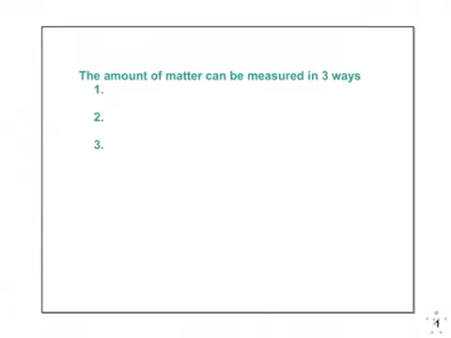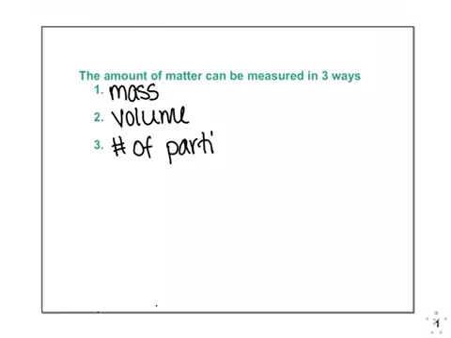So a little background. We have to look at how the amount of matter can be measured. It can be measured in three ways. We can take the mass of a substance, we can take the volume, and we can actually just count the number of particles. All three of these ways give us the amount of a substance, of matter, but in terms of three different things. Okay? So the mass gives us how much of it there is. The volume tells us how much space it takes up. And then the number of particles tells us just that, the number of particles.